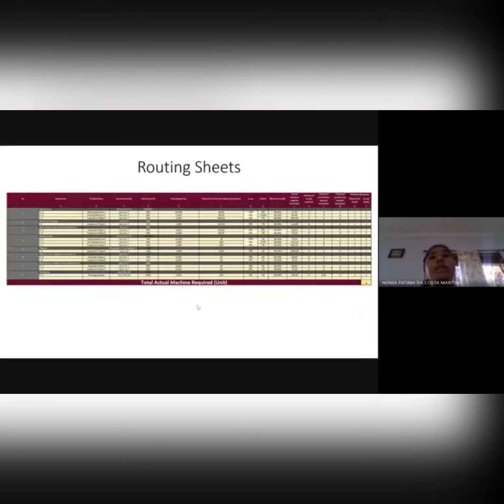So in the routing sheet, the operation number, facility name, processing time, machine efficiency, and the factors in the routing sheet are based on the OPC that has been made. In total, the actual machines required, we get 50 units based on calculation. The machine reference is from Techni, and the working days in 1 year is 240 days per year, with 8 working hours, and 5 working days per week. Next.